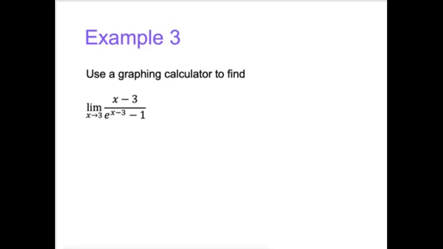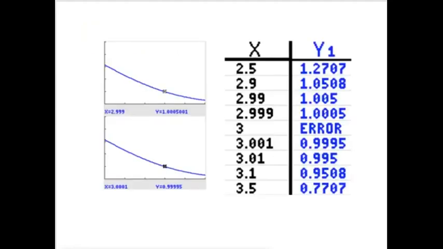So for example 3, we're asked to use a graphing calculator to find the limit as x approaches 3 of x minus 3 over e to the x minus 3 minus 1. So we're going to do just like we did in the previous examples. We're going to analyze the graph and we're going to analyze the table. So if you look at the graph, if you put some numbers in that are very close, 2.999 is to the left of 3, and you can see that y is equal to 0.99995. That's a number very close to 1. So as we're moving from the left on the x, our left limit is 1.